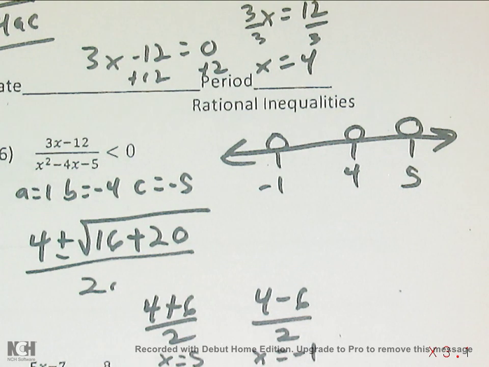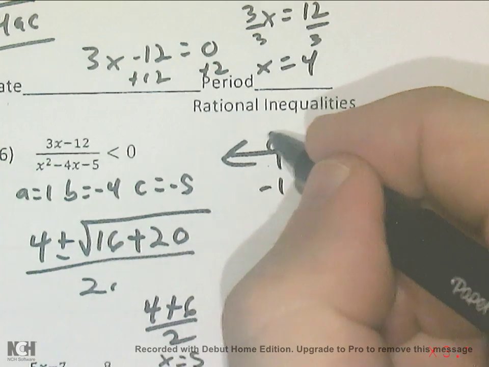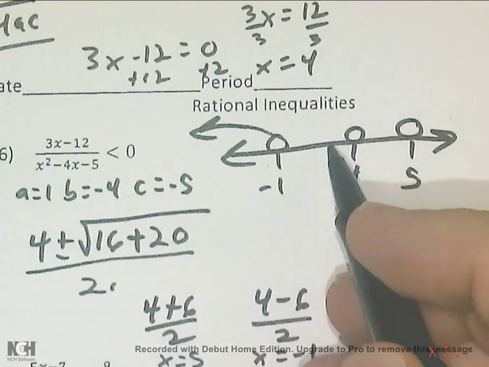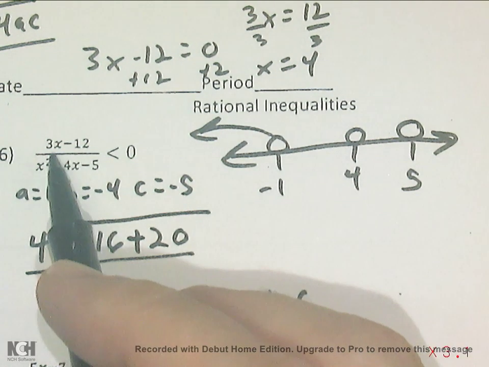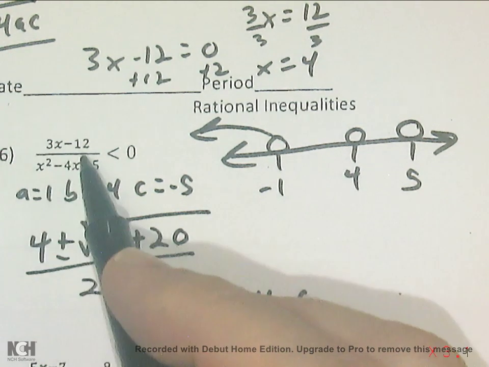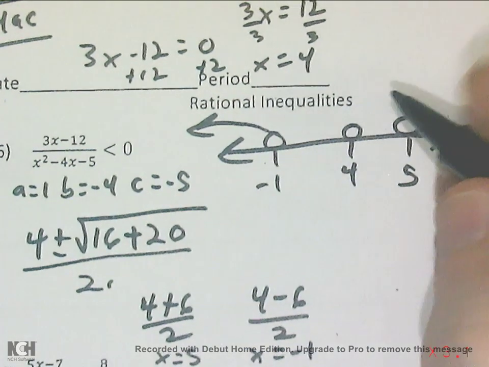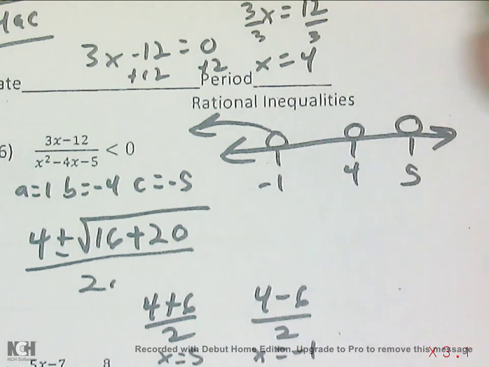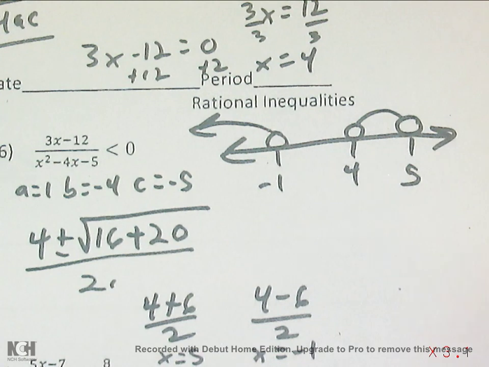Okay. So if you test these, anything less than negative 1 is actually going to be less than 0. So this is going to work. Anything between negative 1 and 4 is going to be greater than 0. And again, I can test that real quick by plugging in 0. 0 would cause all these x's to go away, which would just leave negative 12 divided by negative 5, which is a positive number. And that would, again, be greater than 0. And this is looking for everything less than 0. Between 4 and 5 does work, and then everything after 5 does not.